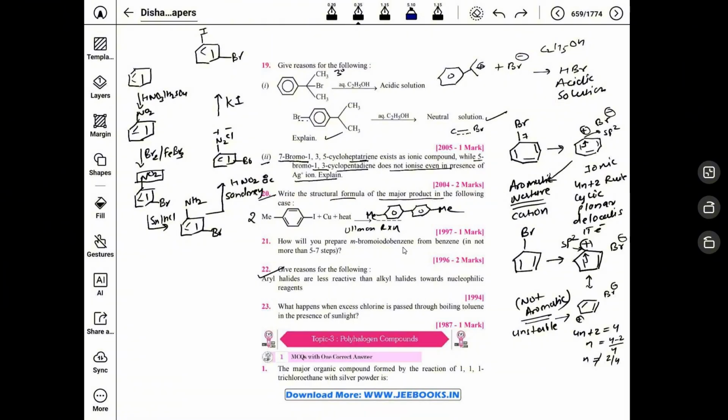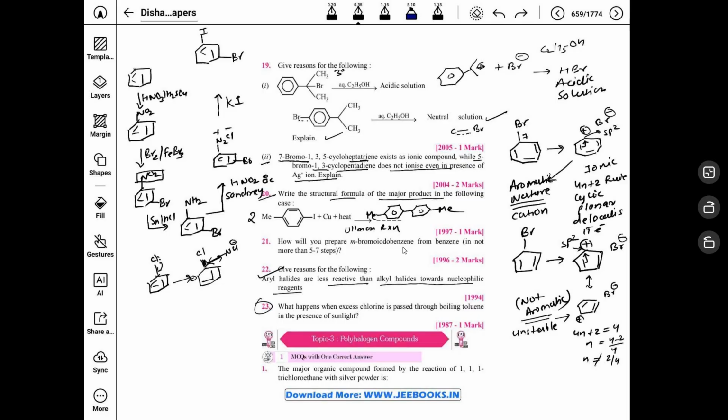Now moving to question number 22. Give reasons for the following. Aryl halides are less reactive than alkyl halides toward nucleophilic reagents. We know the reason for this reaction very well: because of the partial double bond character through resonance, which makes this bond much stronger, and hence the nucleophile can't break this one.